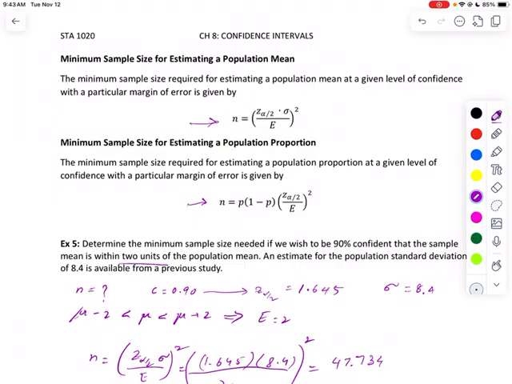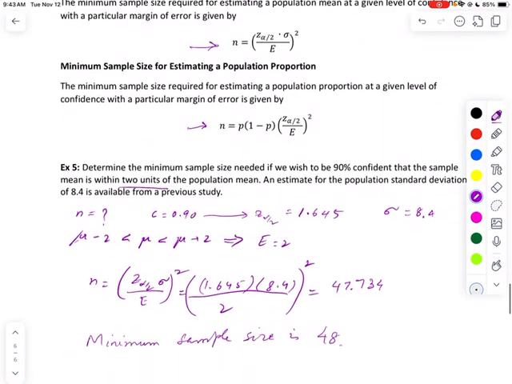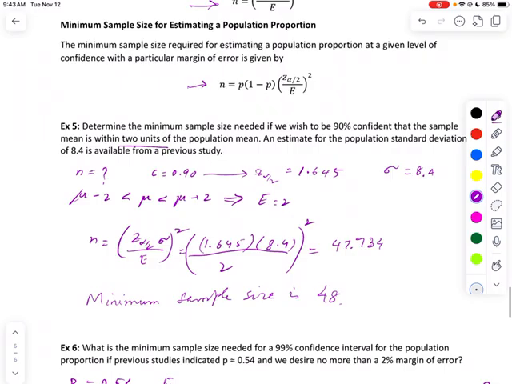So here is our first example. Determine the minimum sample size needed if we wish to be 90% confident that the sample mean is within 2 units of the population mean. So this is given with a little bit different wording. So what does that mean? It means the sample, if the sample mean is, sorry, I should have put X bar here.